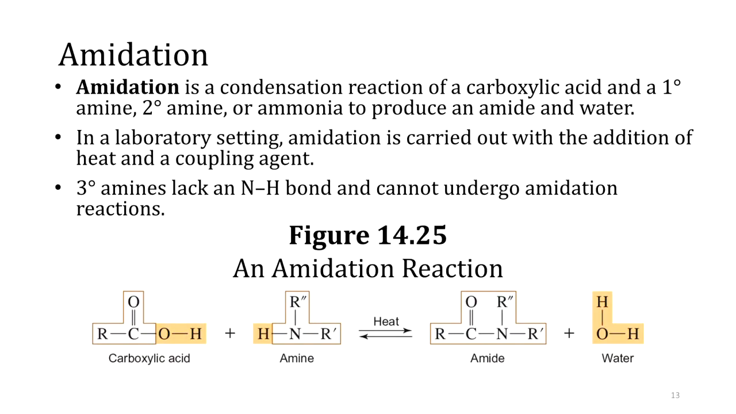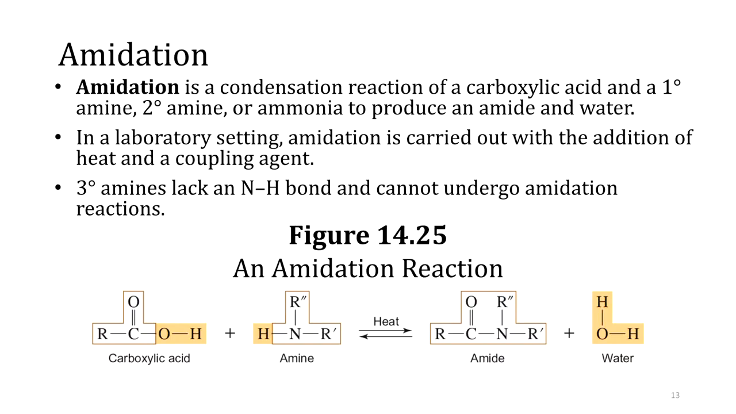Correspondingly, we have esterification, and we have an amidation reaction. Amidation is a condensation reaction where a carboxylic acid and a primary amine, secondary amine, or ammonia react to produce the amide, with, again, water being released. Typically in a lab, we carry this out with heat and coupling agents. Tertiary amines lack an NH bond and can't undergo amidation reactions, only primary and secondary amines.